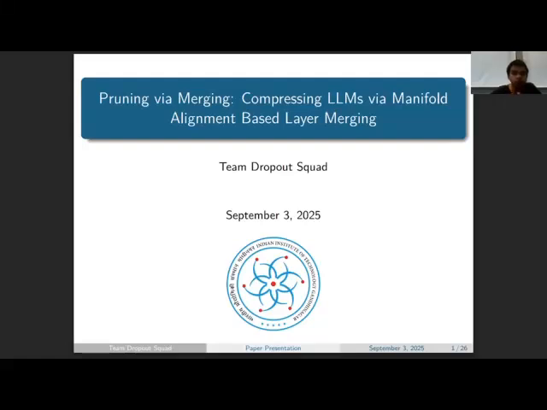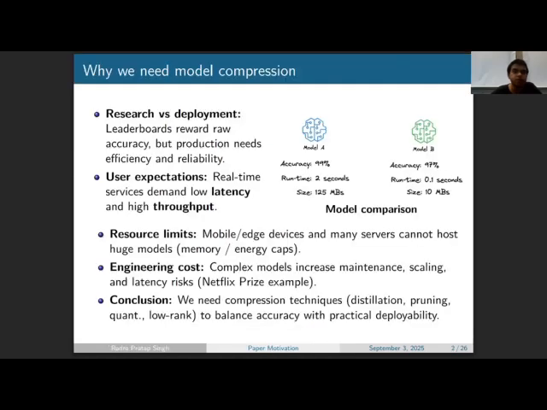Hello everyone, my name is Rudra and our group is going to present on the paper titled Pruning via Merging: Compressing LLMs via Manifold Alignment Based Layer Merging. So, why do we need model compression?